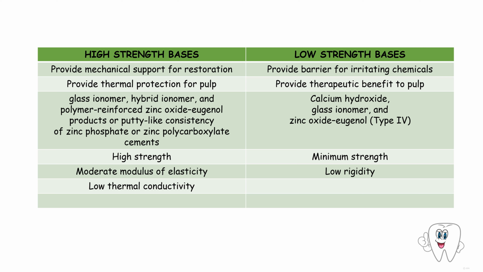They have high strength, moderate modulus of elasticity, and low thermal conductivity. Some of the low-strength bases are calcium hydroxide, glass ionomer, and ZOE type 4. They have minimum strength and low rigidity.